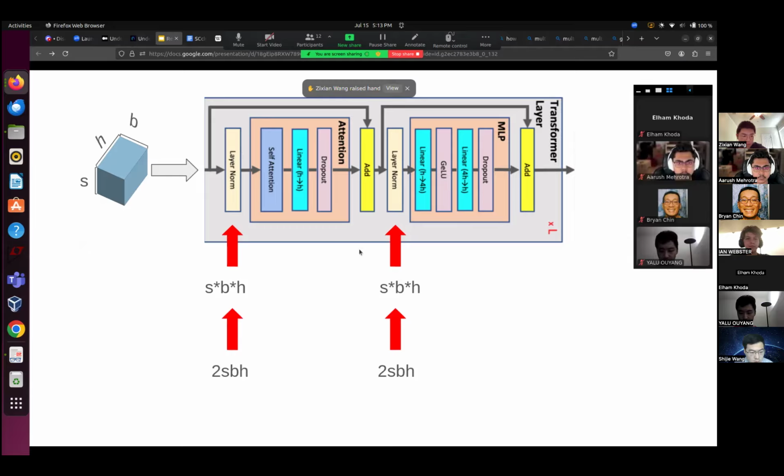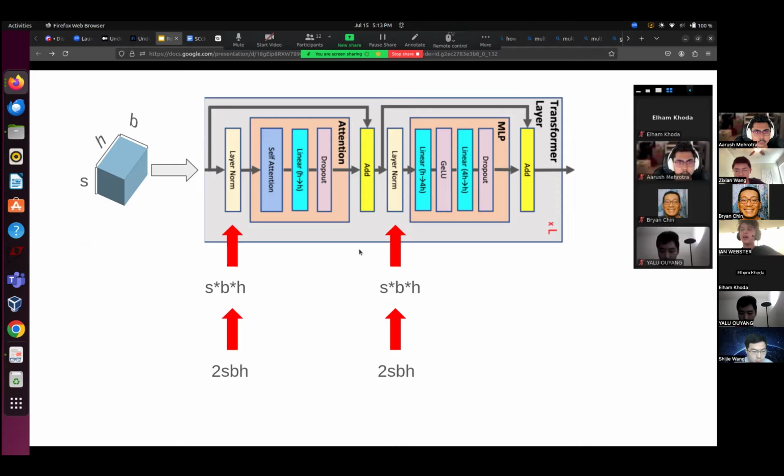Yes, Zishan. Can you explain why it is 2? I believe it's because they're storing 16-bit floating point numbers, and I think that takes 2 bytes. I'm not actually sure though. Yeah, that is the answer. And if the model weights are stored in FP32, then it will take 4 bytes to store each number. If it's in 8-bit, then it will only take 1 byte. Yes, thank you.